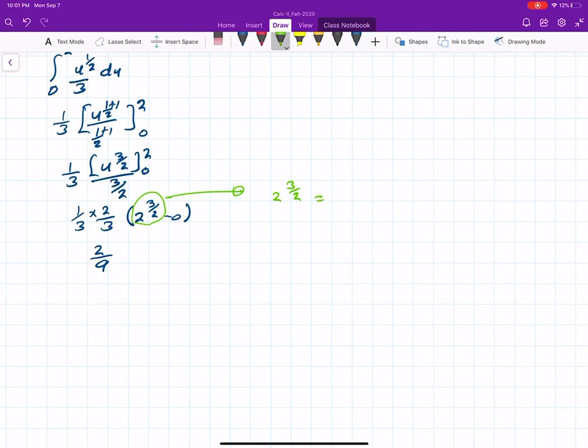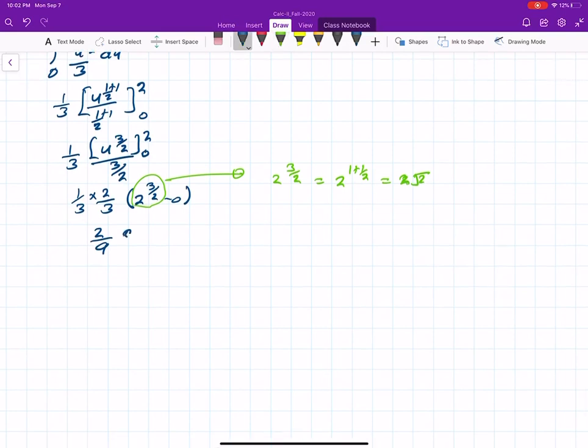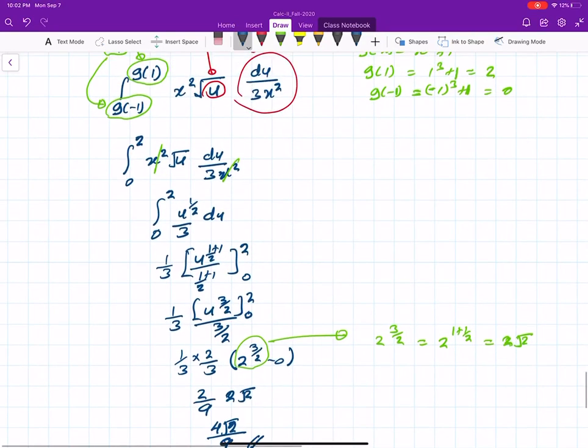2 to the power 3 over 2 can be written as 2 to the power 1 plus half, which is 2 times the square root of 2. So you write this to be 2 times the square root of 2. That means 2 times 2 is 4 times the square root of 2 over 9. So this is the solution.